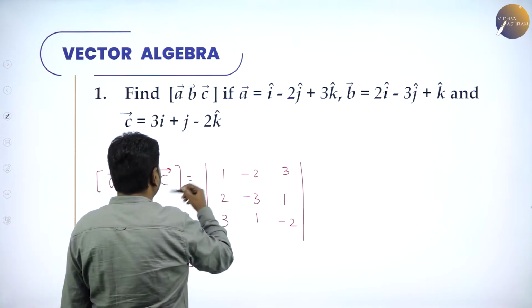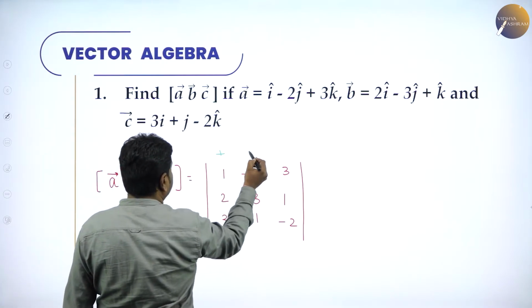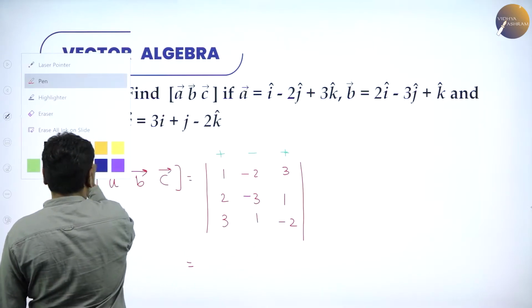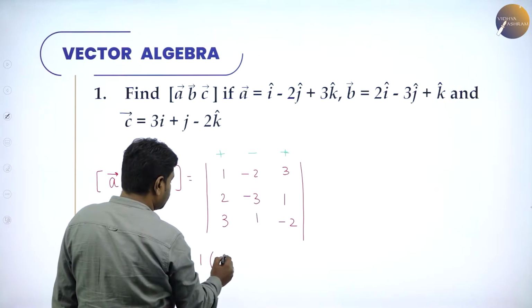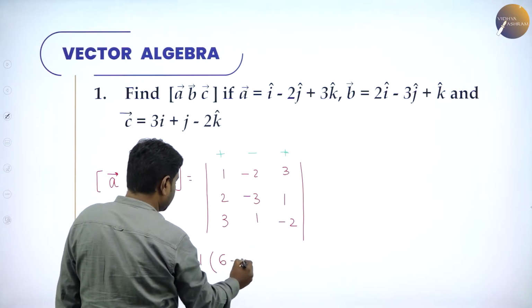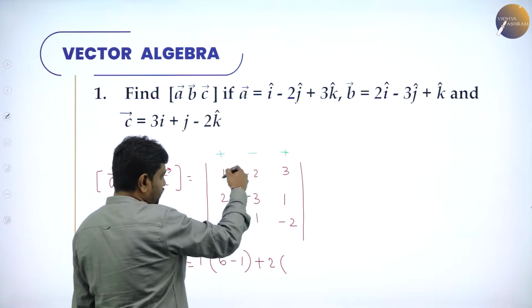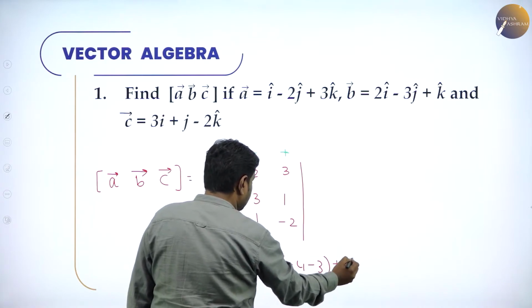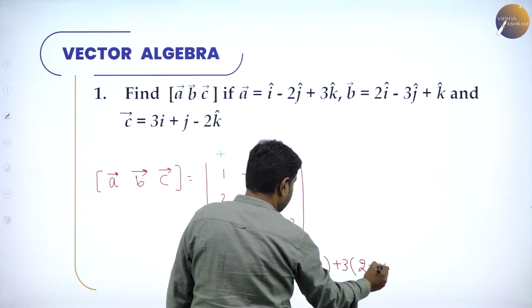So you know how to expand a determinant. In order to expand a determinant, you know the sign convention. First we should take plus, minus, plus. Expand the 3 cross 3 determinant. 1 into, delete the column and delete the row, minus 3 into minus 2 is minus 6, plus 6, minus 1. Minus of minus 2 becomes plus 2, delete the column and row, we'll have minus 4, minus 3. Plus 3 into, delete the column and row, 2 plus 3, 3 is 9.